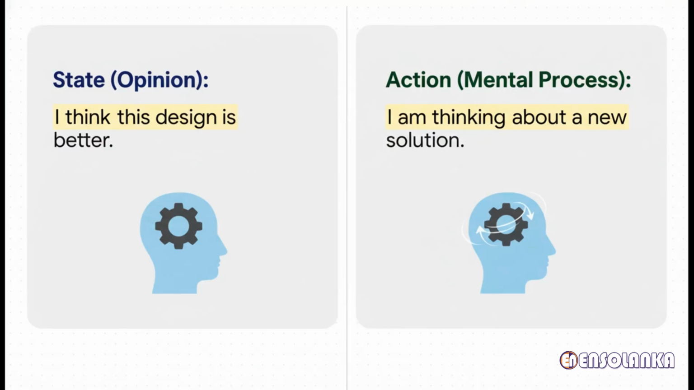Now, here's where it gets nuanced. Some verbs can actually be both stative and active. Take the verb think. On the left, "I think this design is better" is expressing a static opinion. But on the right, "I am thinking about a new solution" describes the active, ongoing mental process of problem solving. The tense you choose completely changes the meaning.